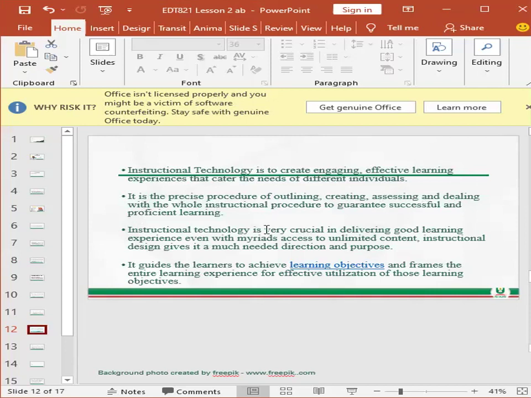And instructional technology is very crucial in delivering a good learning experience, even with learners' access to unlimited content. Instructional design gives it much needed direction and purpose. So it guides the learners to achieve learning objectives. Very easy. And it frames the entire learning experience for effective utilization of those learning objectives.